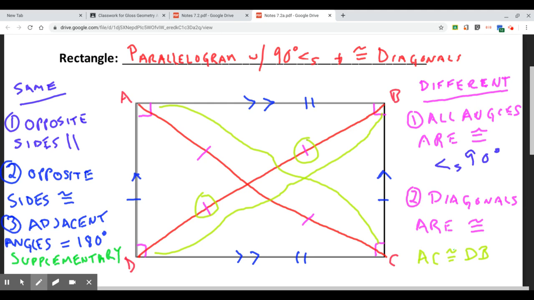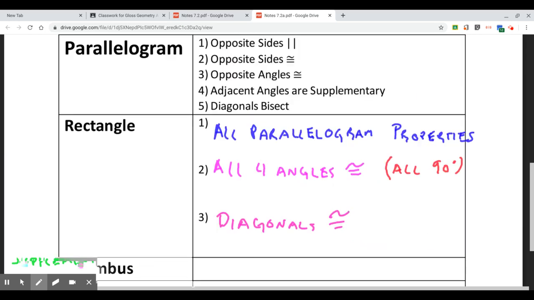So what should you write in your notes? Let's take a look here. In your property section in the table there, you should write for the rectangle that they contain all the parallelogram properties. The only difference is that all four angles are congruent, which means they are all 90 degrees, and the diagonals are congruent.